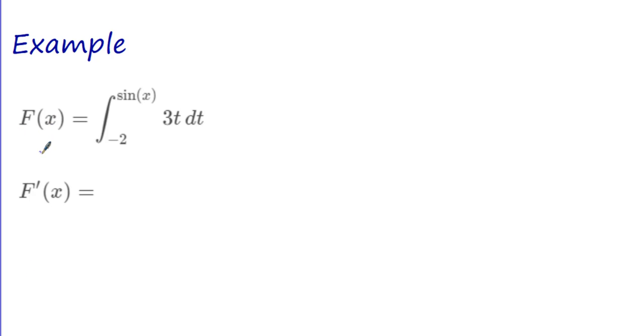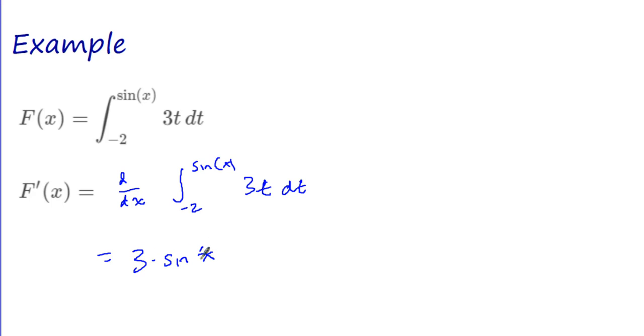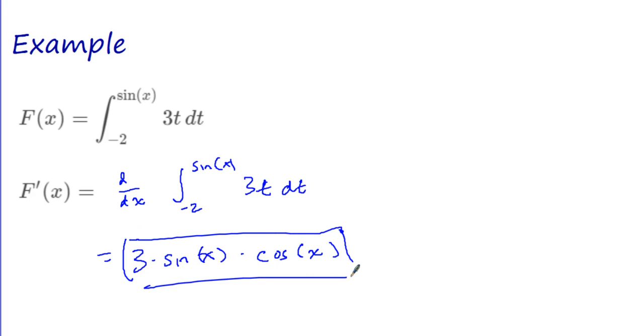Here we have big f of x equal to the integral from -2 to sine of x of 3t dt. And we want to know what f prime of x is. So we're taking the derivative with respect to x of the integral from -2 to sine of x of 3t dt. So we're going to plug the sine of x in for where t is. So 3 times sine of x. But don't forget we also have the chain rule. So what's the derivative of this value up here? What's the derivative of sine of x? It is cosine of x. And that is your second fundamental theorem of calculus.